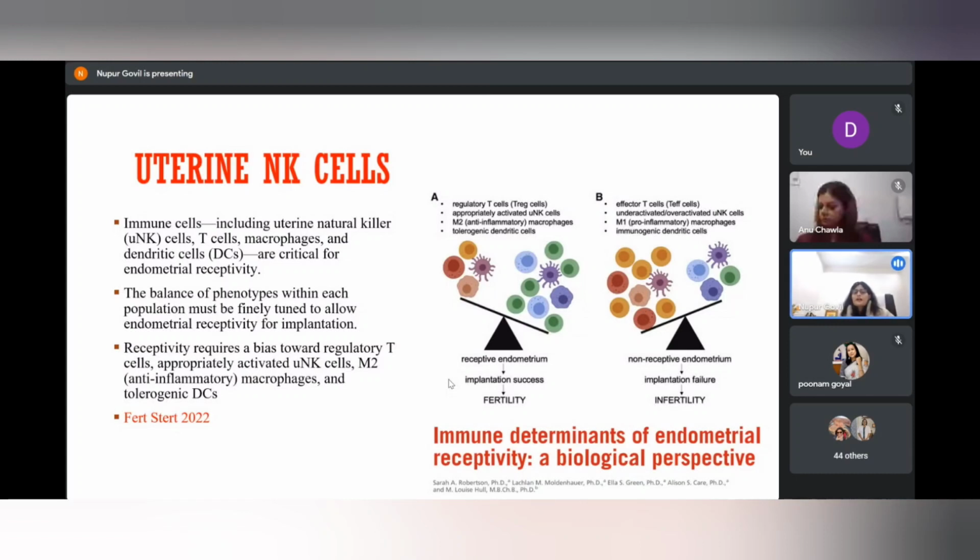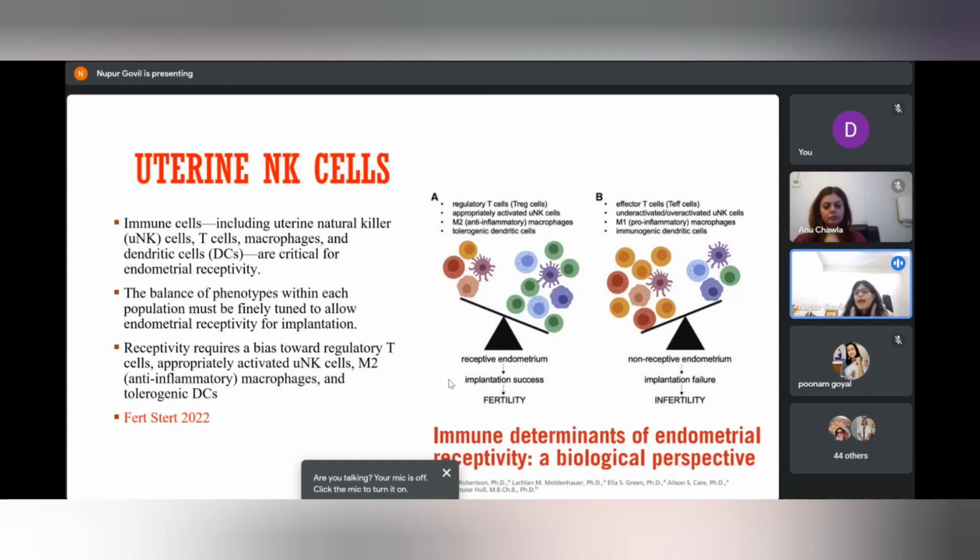When its functionality gets altered, the endometrium turns non-receptive. So it is very important to understand the pathology and the other cells that may act in conjunction with uterine NK cells to affect implantation. The balance of these receptors is very, very important. These immune cells are very important. When this balance gets disturbed, then infertility and implantation failure happens.